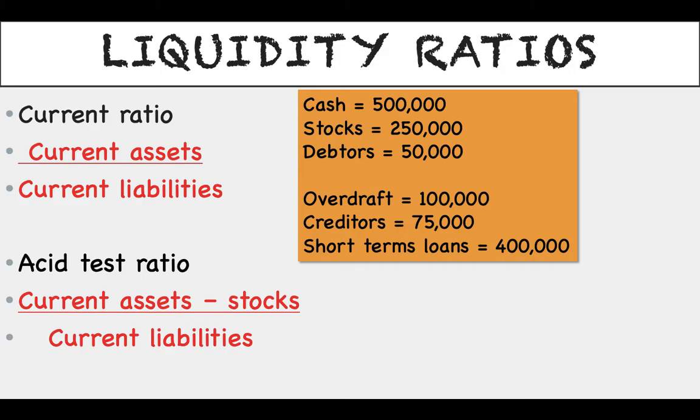Our current liabilities could include overdrafts, so money that you would owe the bank, creditors, so that's money that you owe to other businesses, usually for raw materials or finished stock, and any kind of short-term loans or any money that you owe out within 1 year. Okay, so what I'd like you to do is you now have everything to work out the current ratio and acid test ratio based on these numbers.